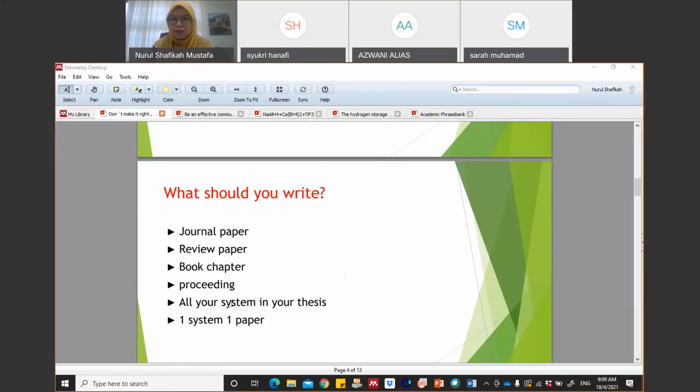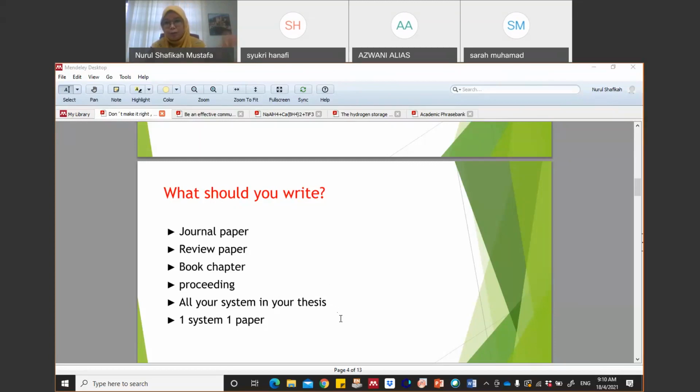You can write book chapter, proceeding, or by your system, your thesis, one system, one paper. Okay, this is if you have finished all your thesis and you want to extract a few results in your thesis to write a paper, or there is another type of cara, maybe you write your paper by system, your thesis by system. One system or one research tu you boleh publish satu paper yang stand alone. So you boleh write it, one paper, one system di dalam thesis you tu.